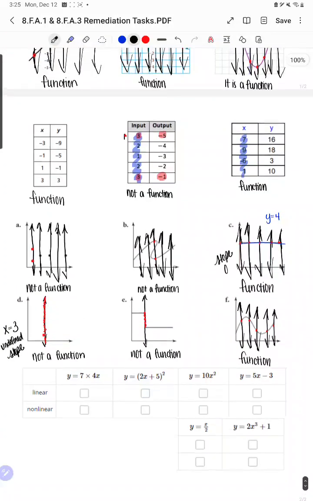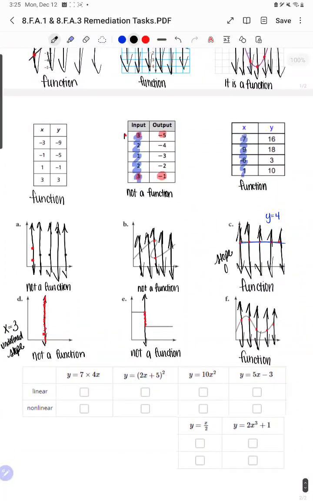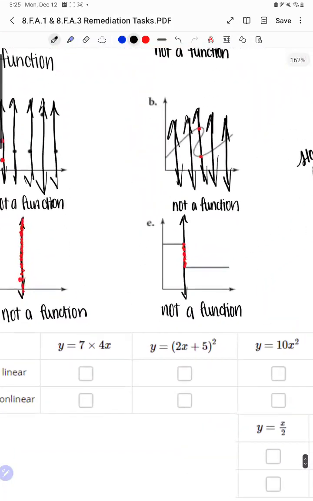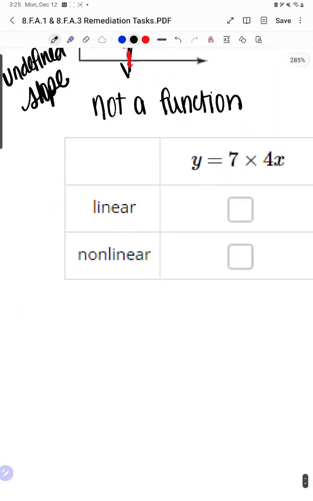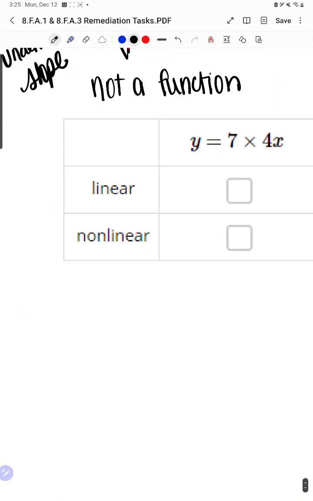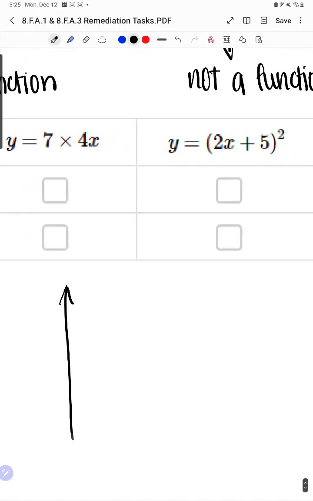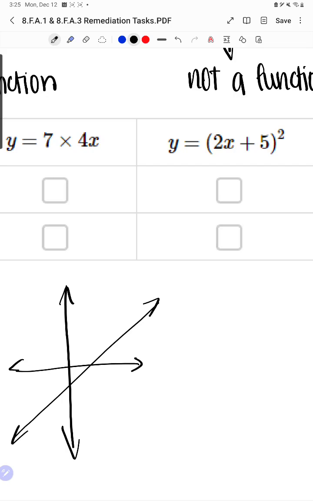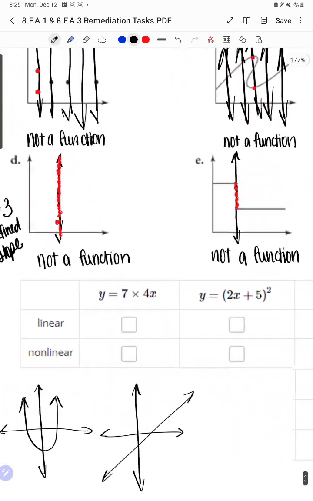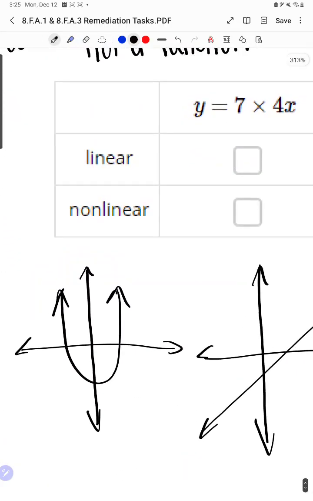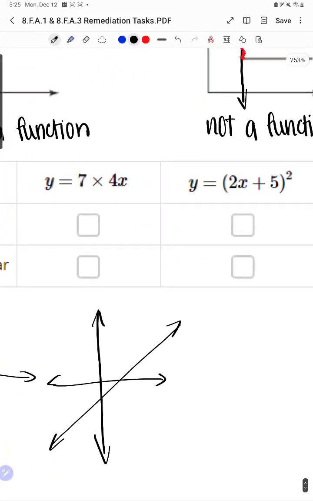Okay, the next thing that we're going to talk about is linear functions versus not linear functions. Just because it's not linear doesn't mean it's not a function. Something that is not linear means that it has a curve in there, so something like this. When it's linear, that means it's just straight, so something like this. If it's curvy, then it's not linear, and if it's straight, it is linear.